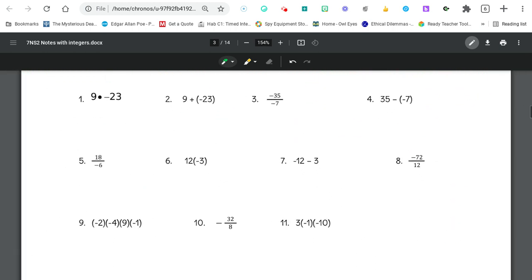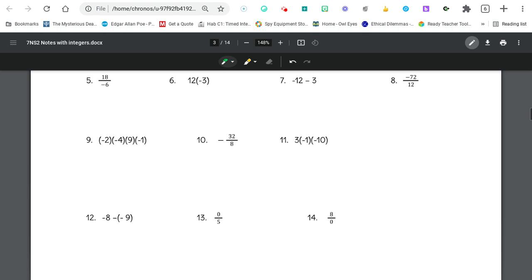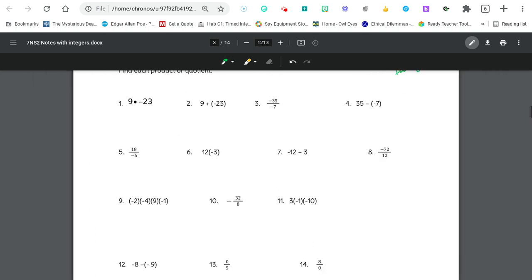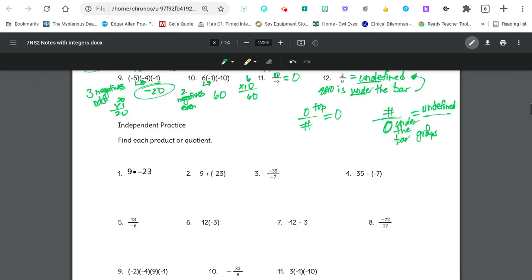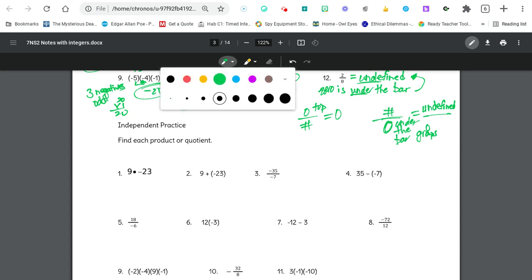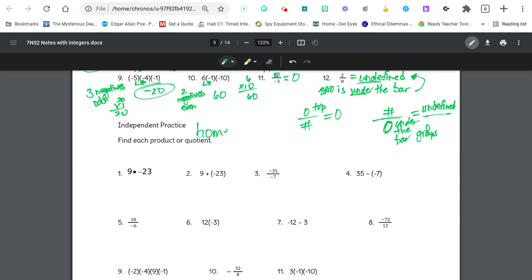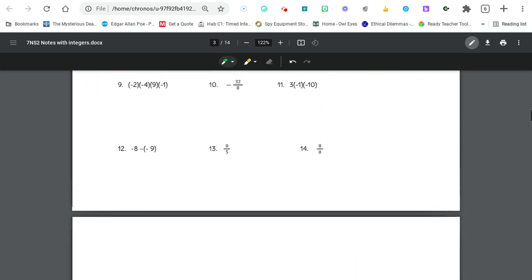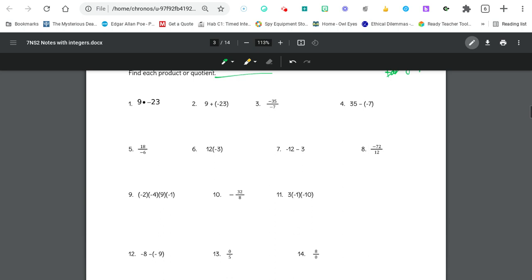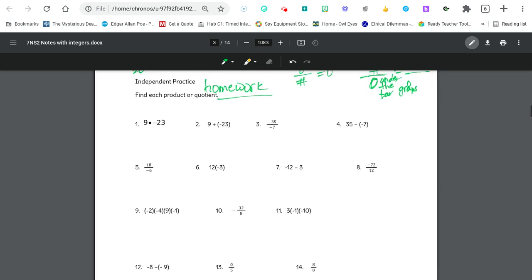All right, you're going to pause the video and try these. Or how about we just do this for homework, okay? Yeah, let's make this your homework. Your homework is going to be complete 1 through 14, guys. That's all I want, complete 1 through 14. And it's going to be printed on your paper. And we'll check these tomorrow.